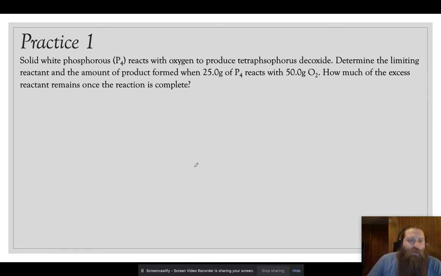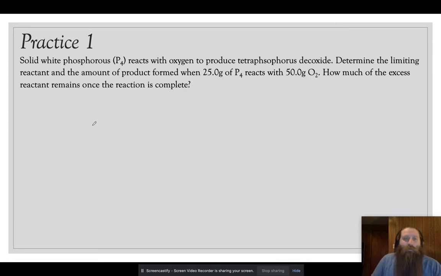The problem says a solid white phosphorus, which is P4, reacts with oxygen to produce tetraphosphorus decoxide. Determine the limiting reactant and the amount of product formed if 25 grams of each reactant reacts. How much of the excess reactant remains once the reaction is complete? So we're actually looking for a couple things here. Remember, pause it, then come back and watch and see if you got it right.